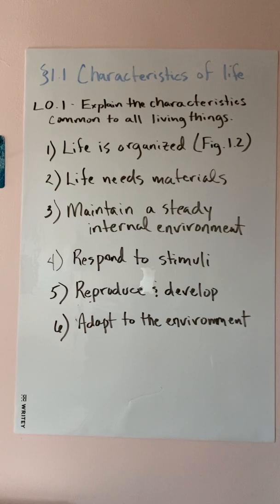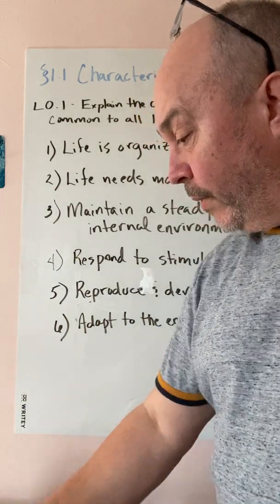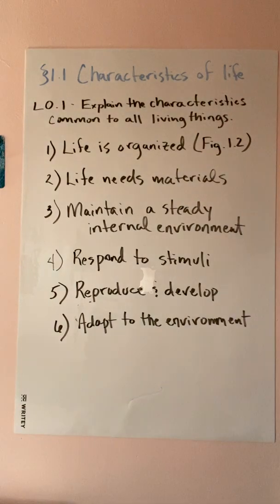I think that's all. So those are the 6 different characteristics common to all living things.